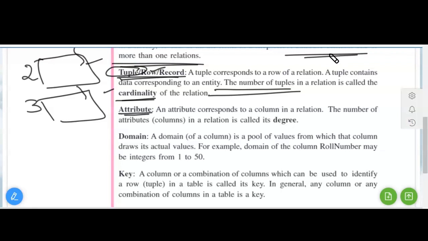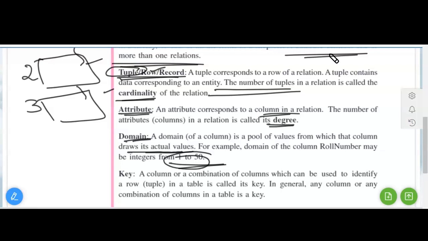Next term is attribute. Attribute is any column. The word attribute in a relation model is known as column. The number of attributes in the relation is called degree. So if it is asked what is the degree of a relation, we can say how many attributes are there, that is the degree. Okay. Next is domain. Domain is a pool of value or a set of values from which the column have its value or its actual value. For example, roll number can be any integers from 1 to 50. So if 50 students are there, 1 to 50 will be the roll number, okay, of the students available.